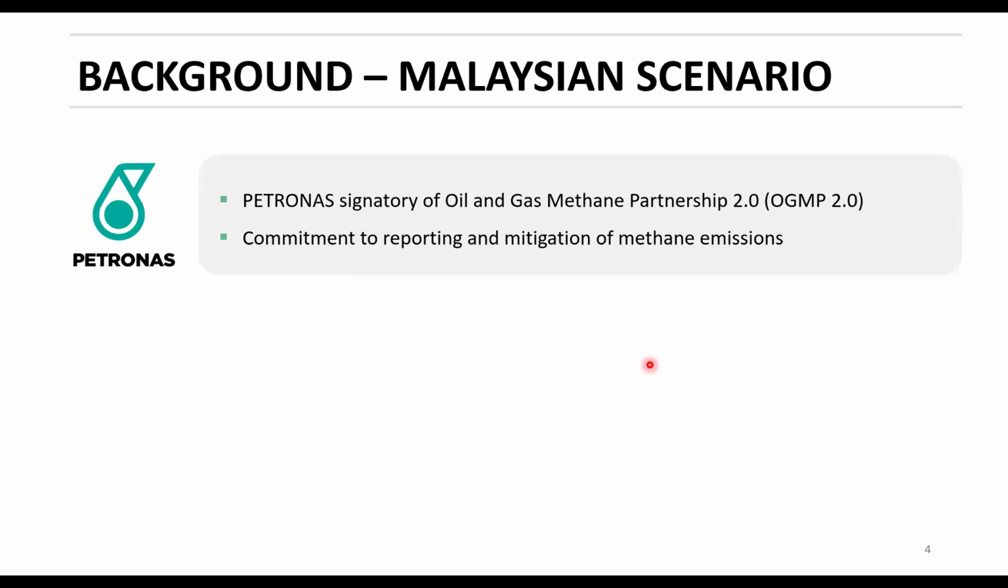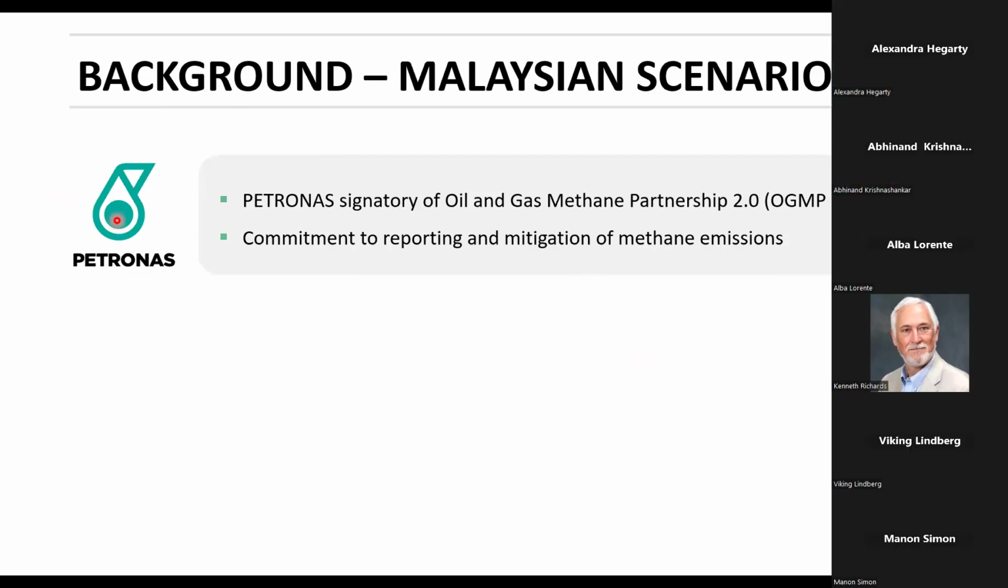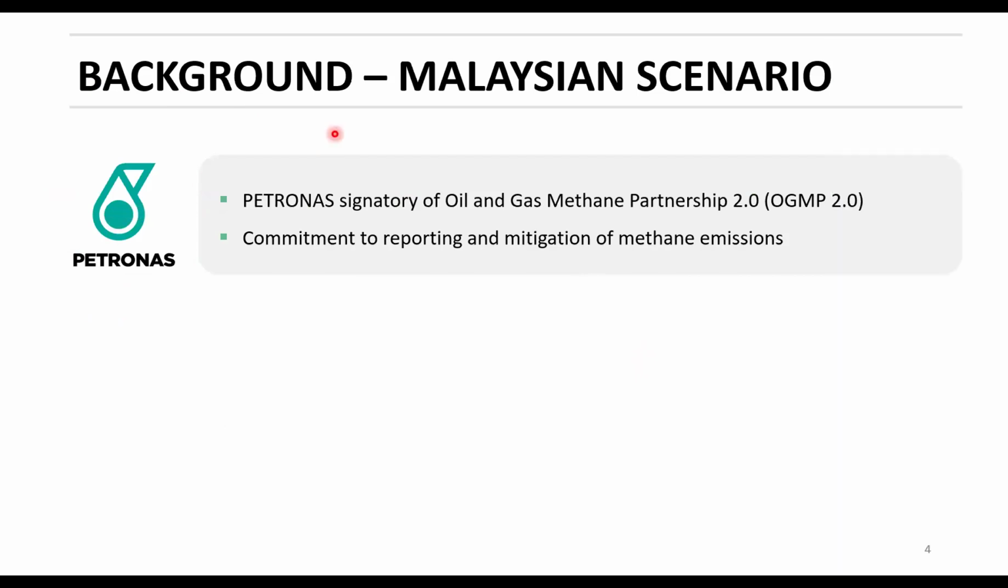Now going on to the Malaysian landscape where we are located, one of our major oil and gas operators, of course, is Petronas, the national oil company. And Petronas, I think about a year and a half ago, if I remember correctly, was one of the signatory members of the Oil and Gas Methane Partnership, the OGMP 2.0. This was, in a way, a signal of their commitment towards reporting and mitigating methane emissions.